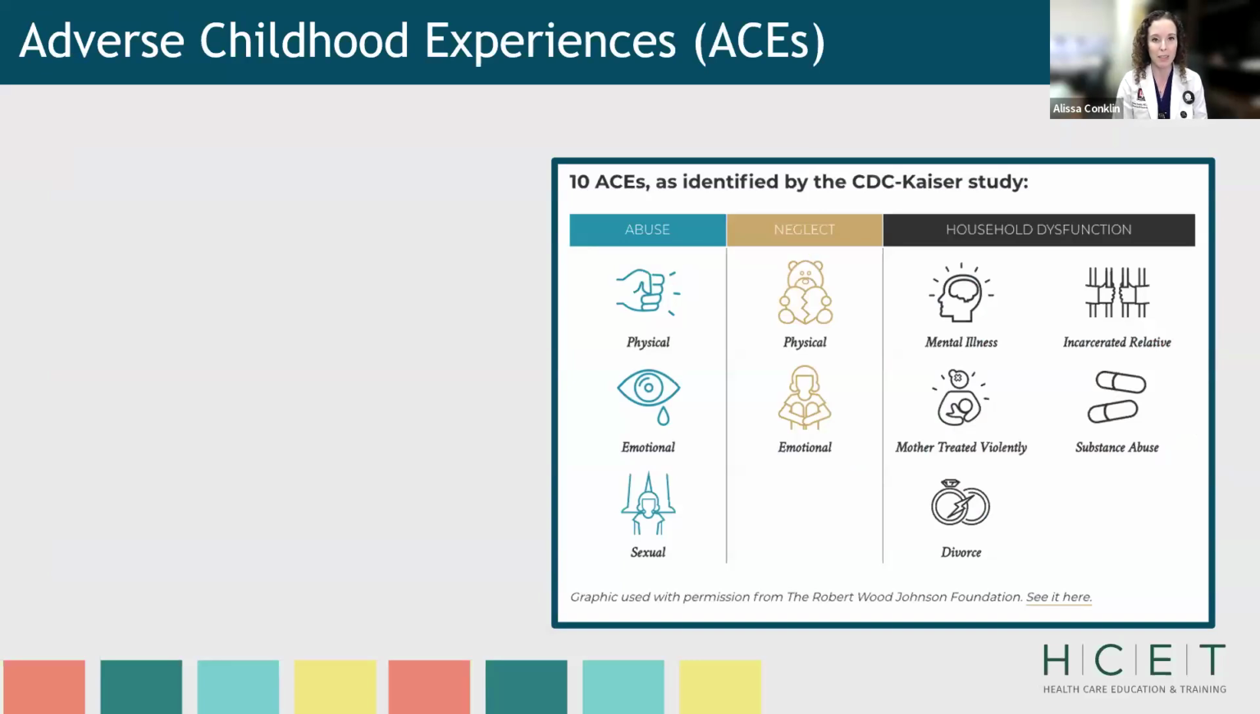ACEs are traumatic events that occur in childhood. In 1998, Kaiser Permanente, along with the CDC, did a truly landmark study looking at 10 categories of childhood adversity that have been found to be particularly impactful on long-term health. The study focused on these experiences and found that they're linked to a cascade of adverse health outcomes, and that the more categories of ACEs a child has experienced, the more likely they are to experience those bad health outcomes.